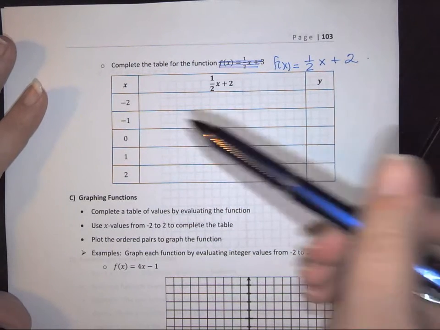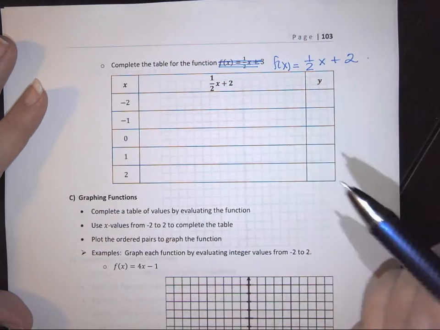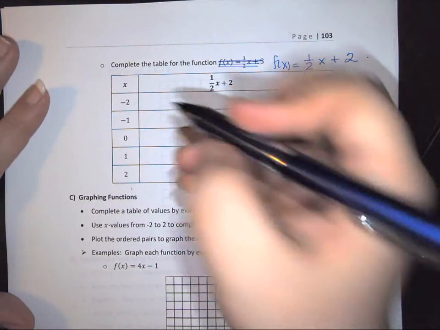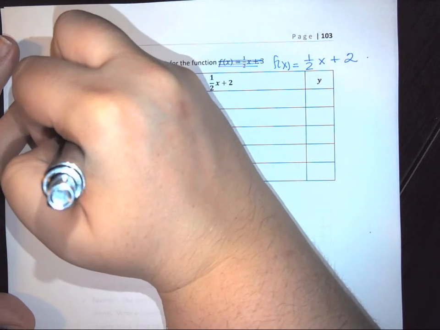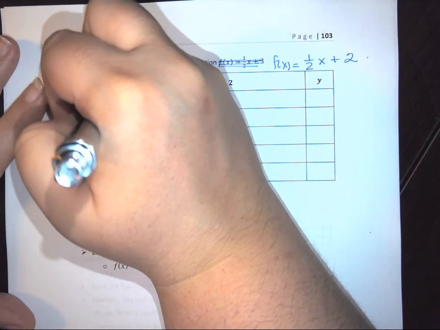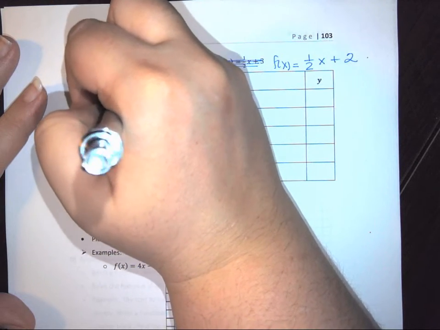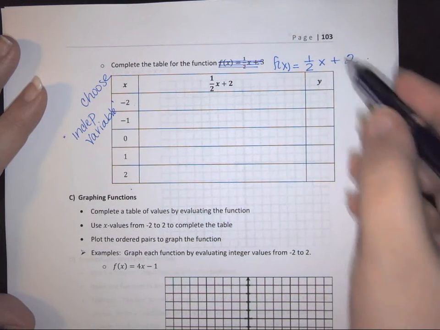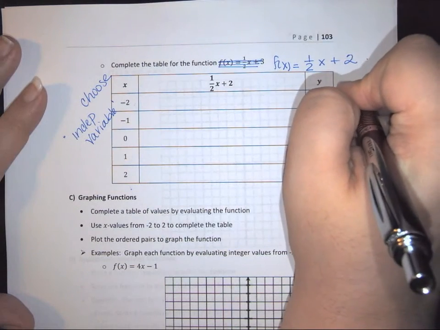In order to fill in the table, I have my x values that I have chosen. You need to remember these are the values that you choose because this is your independent variable. It means your y values over here are the ones that you have to solve for.